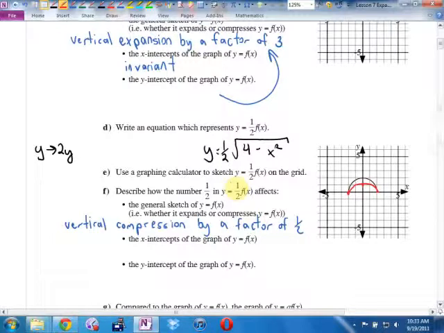Once again, Amanda, because it was vertical, you know what happened to the x-intercepts? They were invariant. And the y-intercepts underwent a vertical compression by a factor of 1/2.